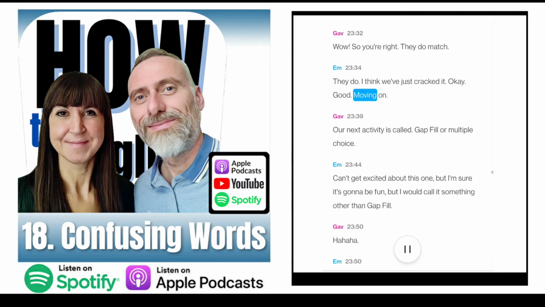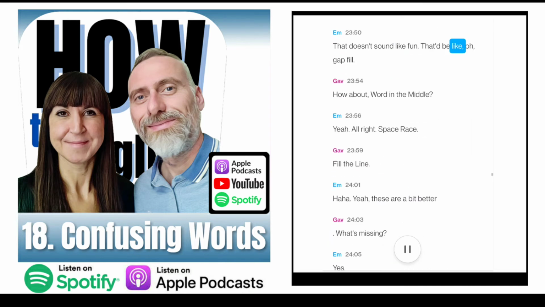Okay, good. Moving on. Our next activity is called Gap Fill, or multiple choice. Can't get excited about this one, but I'm sure it's going to be fun. But I would call it something other than gap fill. That doesn't sound like fun. That'd be like, oh, gap fill. How about word in the middle? Yeah, all right. Space race. Fill the line. Yeah, these are a bit better.